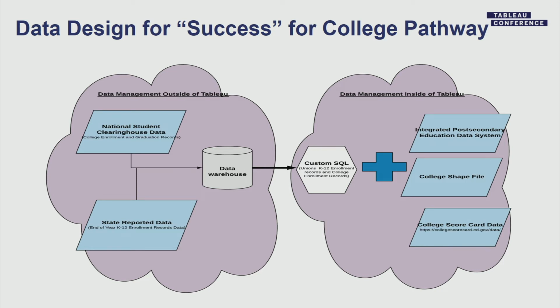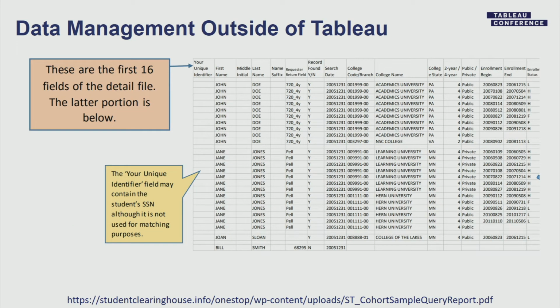So then in Tableau, the additional data management pieces we do is we add in the IPEDS or the ed.gov data, we add in the college shapefile, and then we add in the college scorecard, and those are all joined in Tableau. So this is just an example of what the National Student Clearinghouse data looks like. The college shapefile is a spatial file that gives you the latitude and the longitude coordinates of each and every college or university.